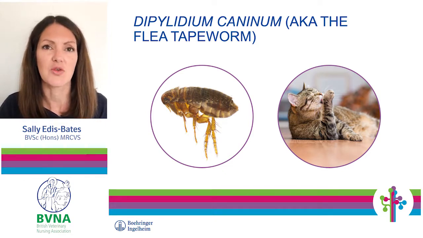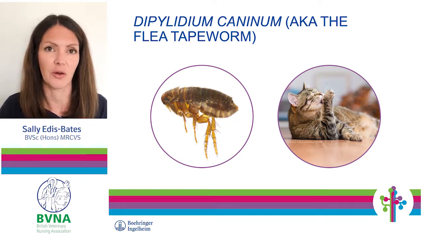Once a cat or dog becomes infected, the adults can grow up to about 50 centimetres long, and they generally start to shed proglottids in their faeces within about 4 to 6 weeks.